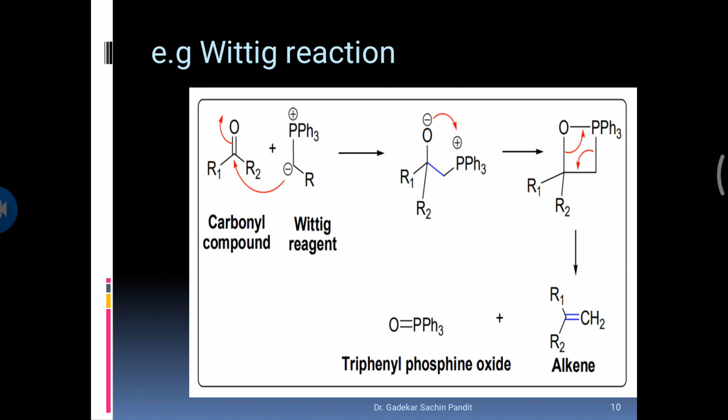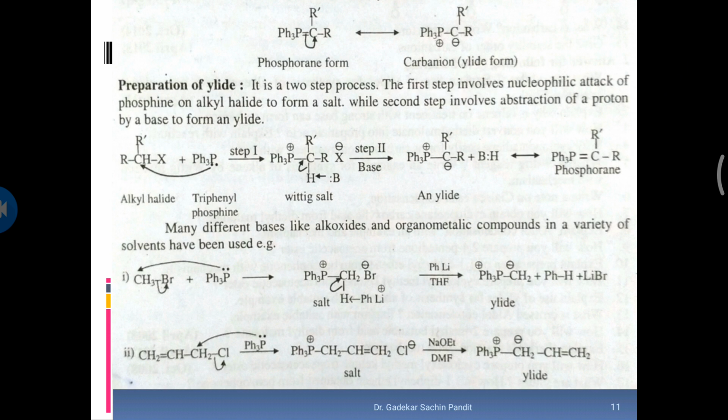So in this slide, in the Wittig reaction, the carbonyl compound reacts with the Wittig reagent, or phosphonium ylide, to give a betaine. Okay, so on the right hand side, R1 R2 forms a betaine, and this betaine decomposes to form an alkene and triphenylphosphine oxide. Okay, so this is the Wittig reaction.